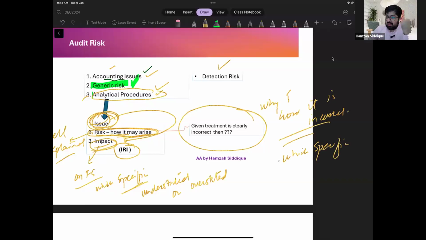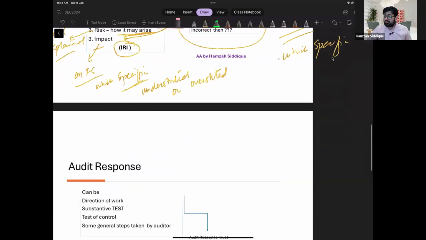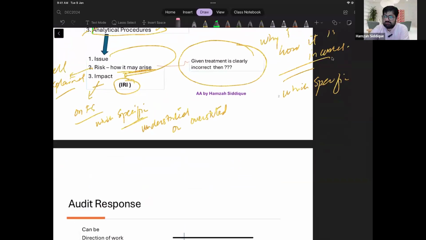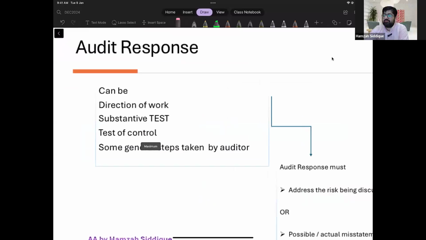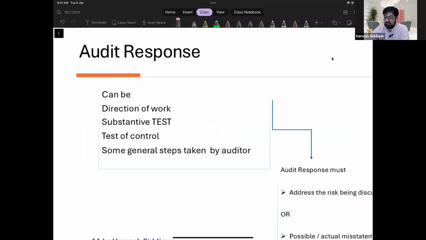So these are the possibilities. Now, the next point is, now comes the turn of audit response. Audit response can be of 4 types. Number 1, it can be direction of work.